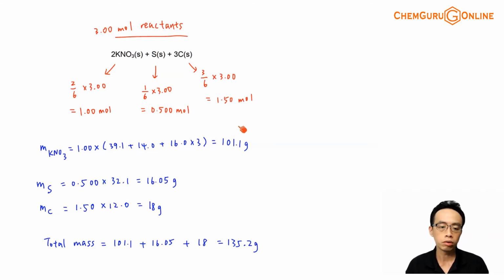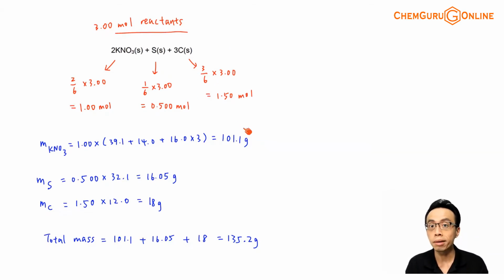Now the next thing we want to do is determine the mass involved. So 1.00 mole of KNO3, I can multiply this by the molar mass for potassium nitrate.